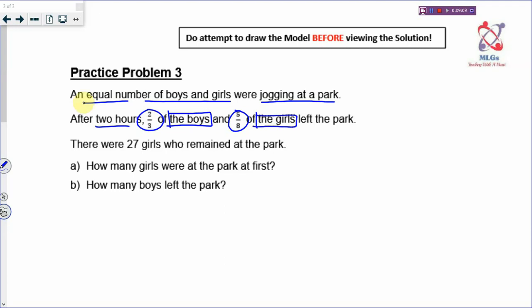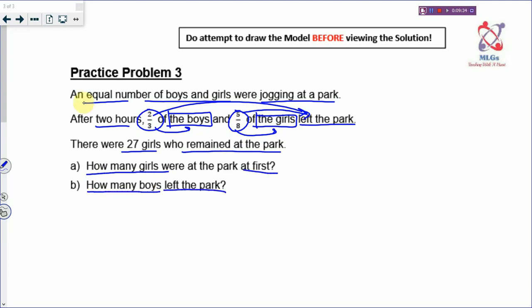So what happened to the boys and the girls? You can see the boys have 3 boxes altogether, and 2 boxes of the boys left the park, and the girls have altogether 8 boxes, and 5 boxes also left the park. And there were 27 girls who remained at the park. So how many girls were there at first? And how many boys left the park?